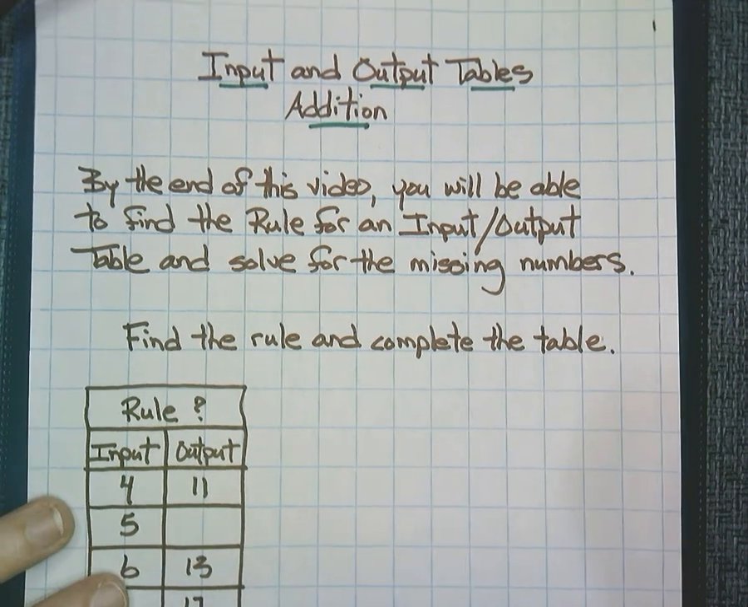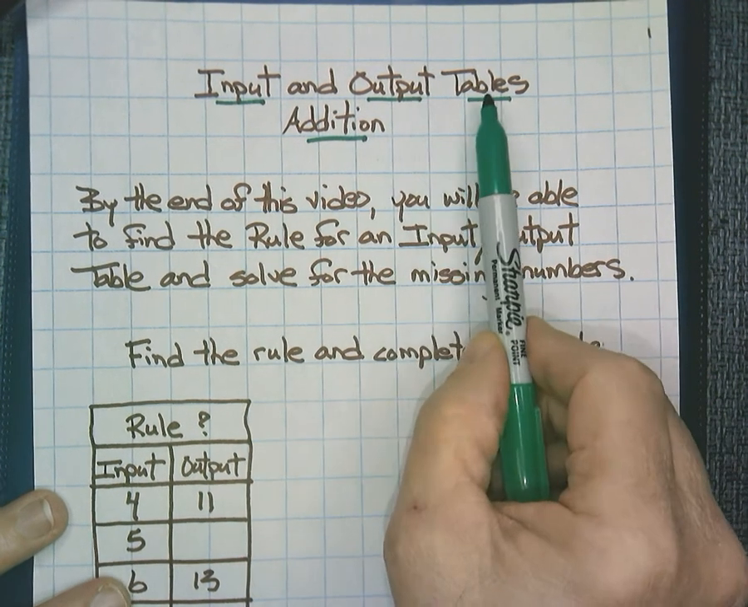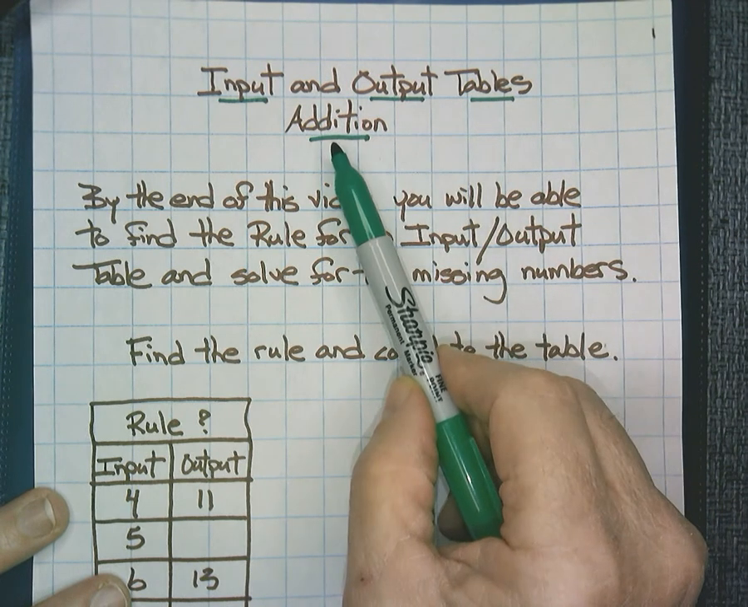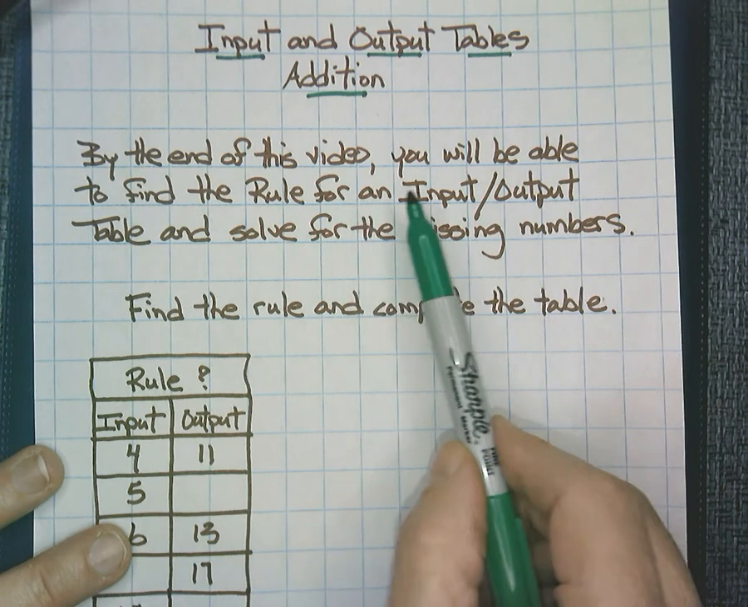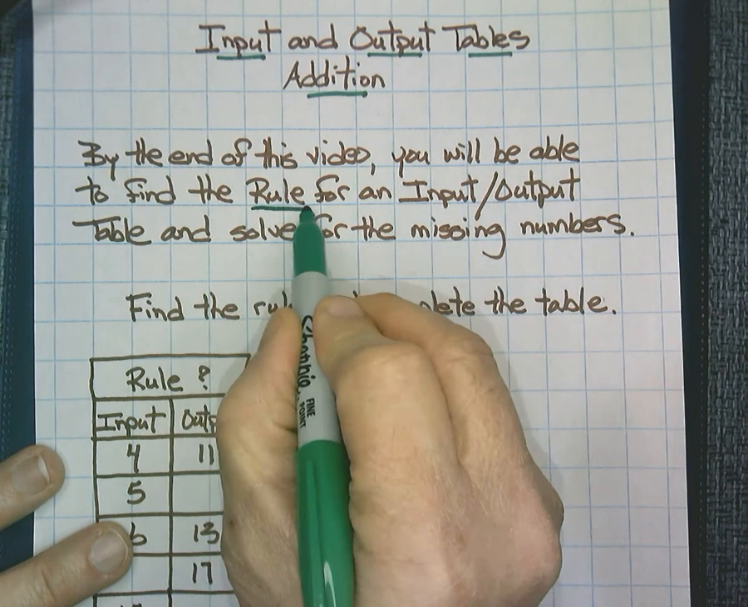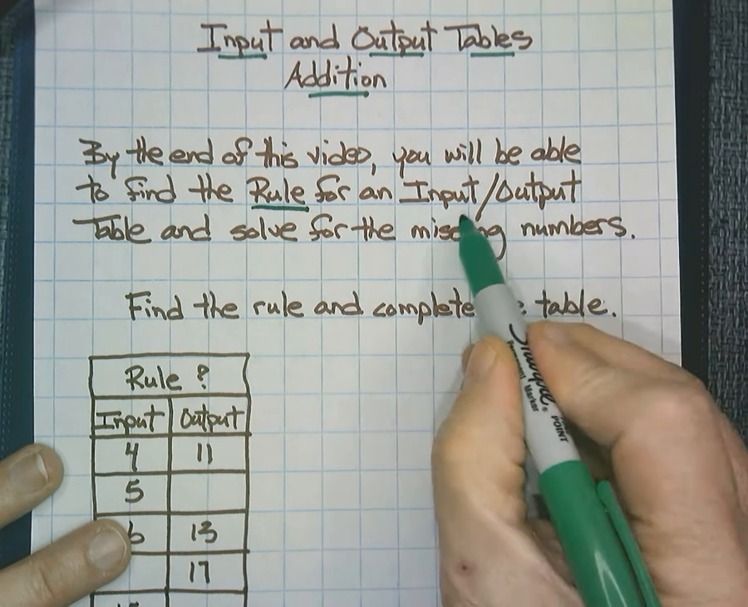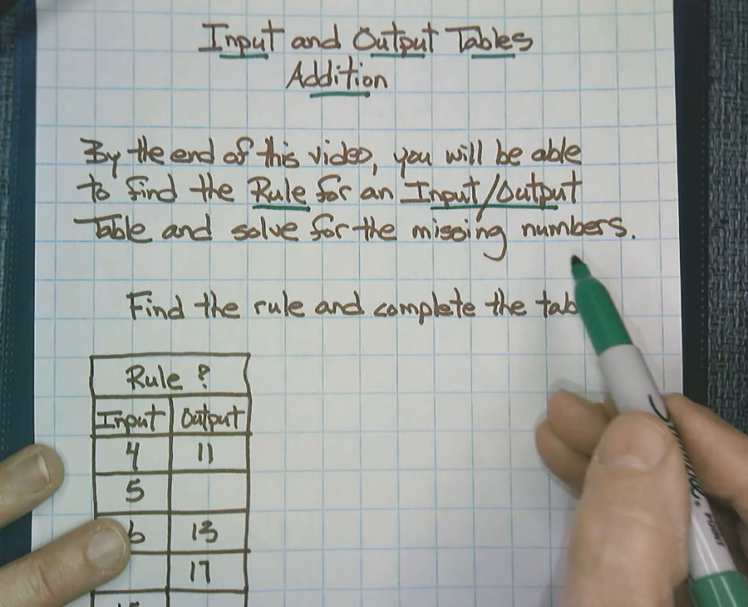Our topic for today is called Input and Output Tables. This lesson is focusing only on addition. By the end of this video, you will be able to find the rule for an input output table and then solve for missing numbers.